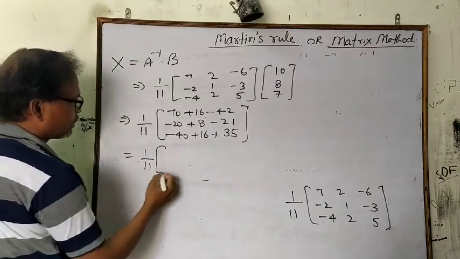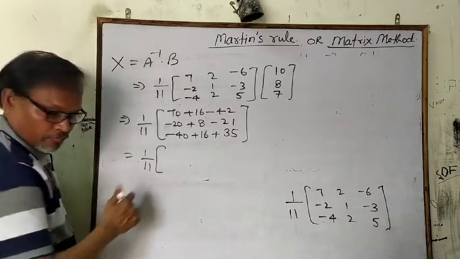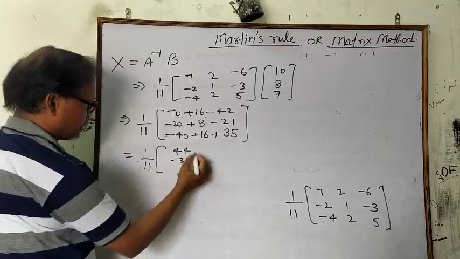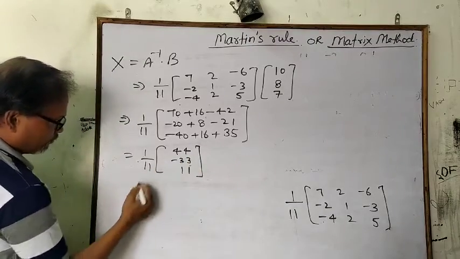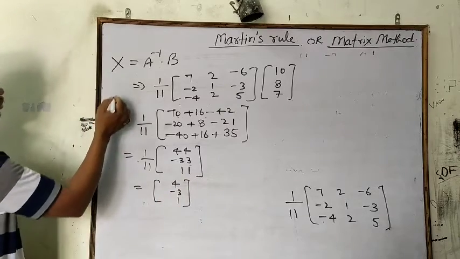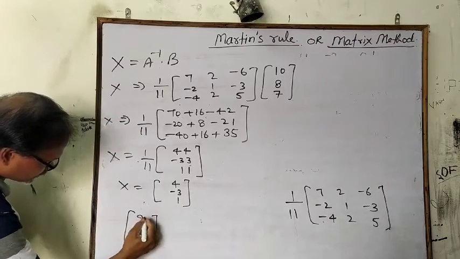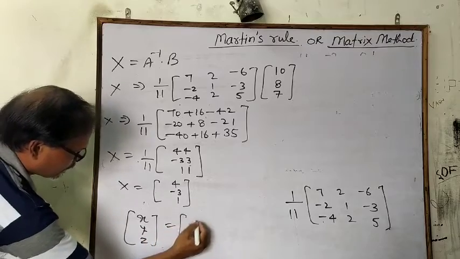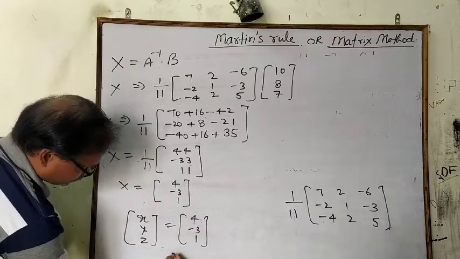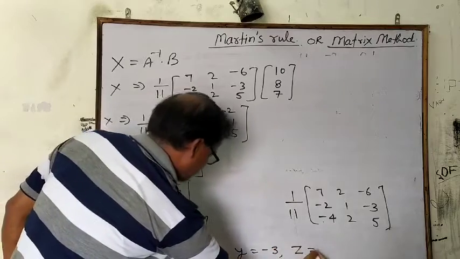Then 1 upon 11 times 44, minus 33 and 11. Now divide by 11. So you will get 4, minus 3, 1. This is equal to matrix X. So now you write the matrix X in the variable form and compare. So you will get the values. X is equal to 4, Y is equal to minus 3 and Z is equal to 1.